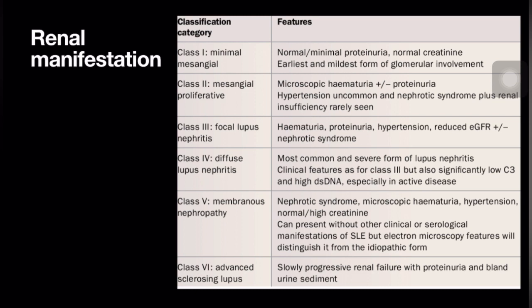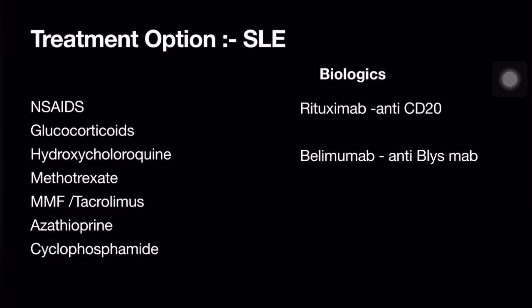Then histopathological classification of the renal involvement, that is renal lupus or lupus nephritis: class 1 is minimal mesangial, class 2 is mesangioproliferative, class 3 and 4 are focal and diffuse, and class 5 is membranous nephropathy, class 6 is advanced sclerosing lupus.